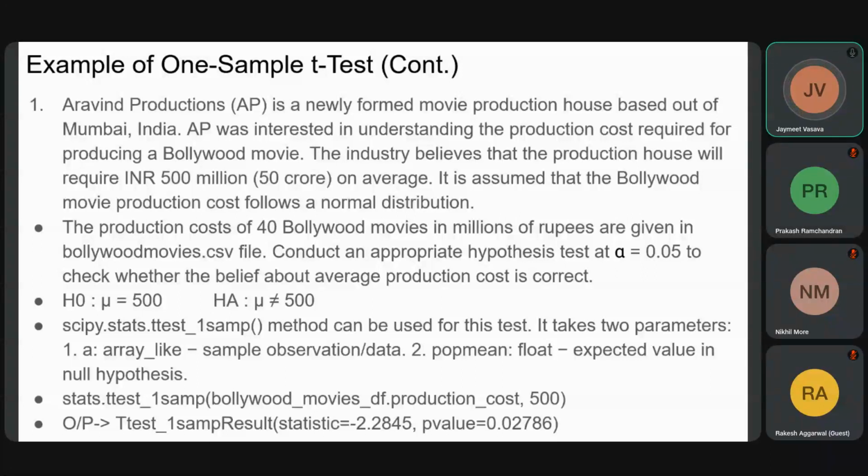Our null hypothesis says that the mean value is equal to 500 and our alternative hypothesis says that the mean value is not equal to 500. So we'll be using the scipy.stats t-test method, which takes two parameters. One is an array-like structure for the sample, or the data that we'll be using, and the second is the population mean.